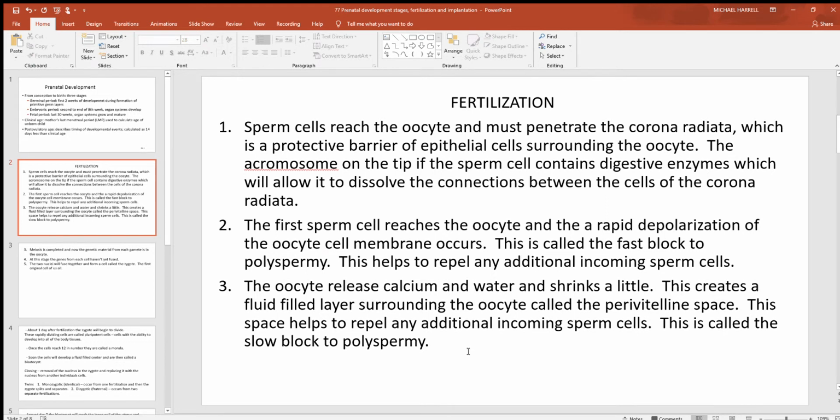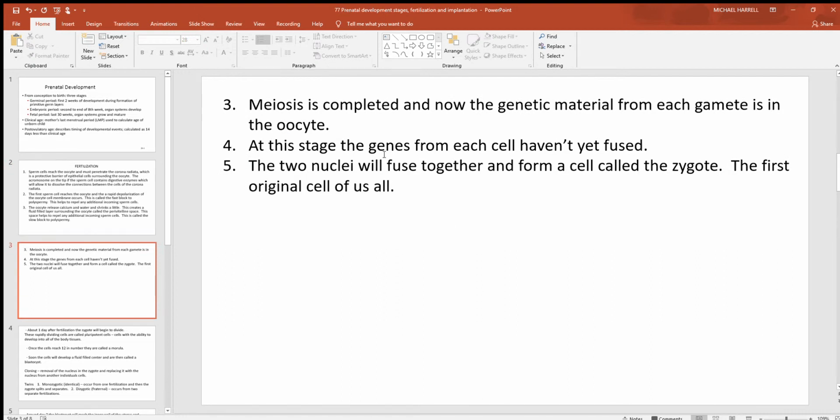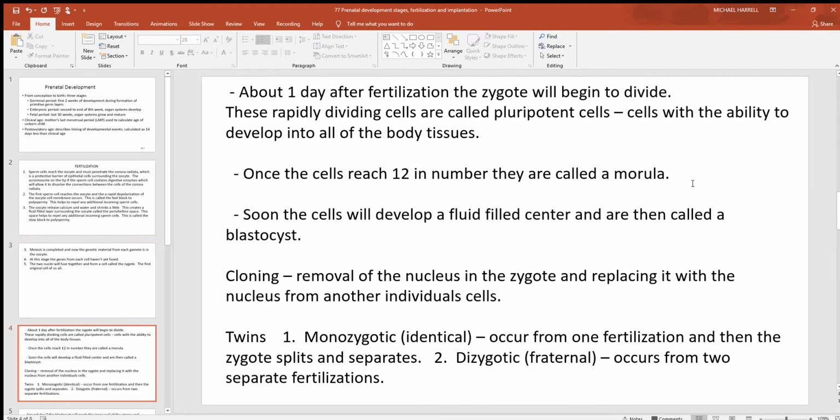And that will also help to repel any other incoming sperm cells. This one here is called the slow block to polyspermy. At this time, meiosis will be completed. Now you've got all the genetic material from both the gametes, both the reproductive cells. They will fuse together to form a single nucleus, and now we have the zygote. The very first original cell that we all start off as.